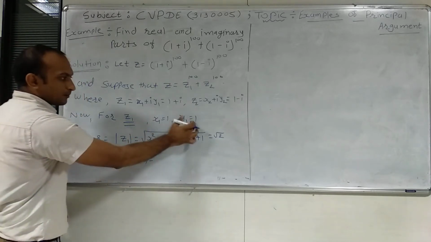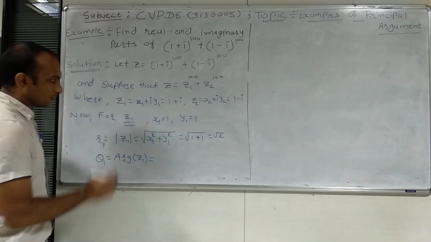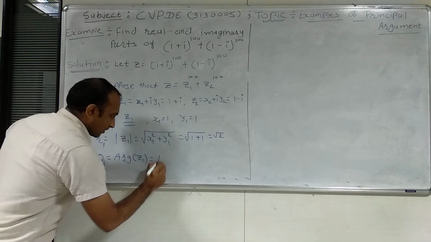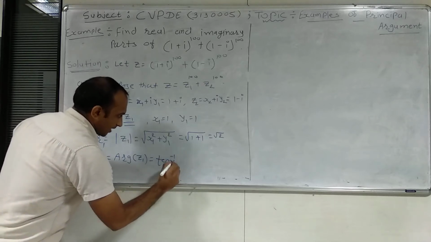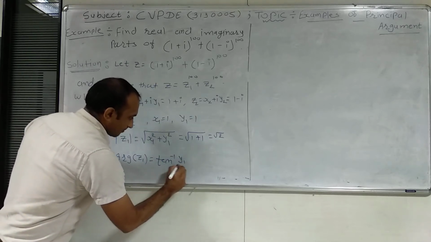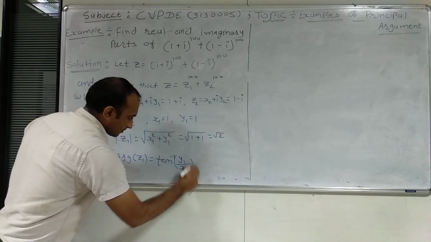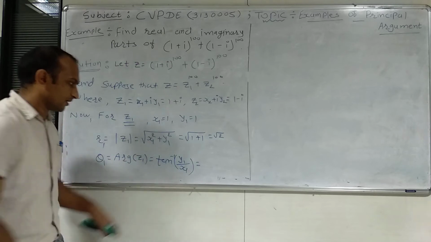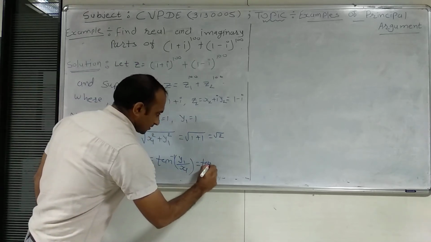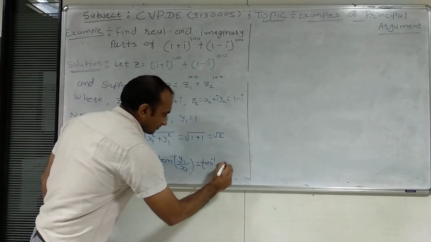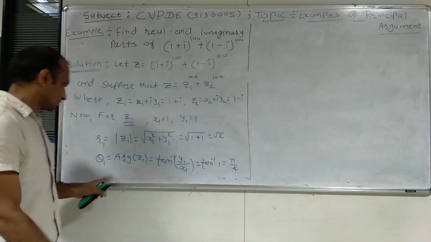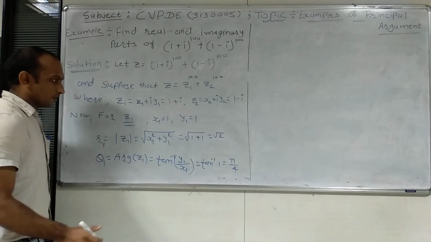Now both are plus, so principal argument means this complex number belongs in the first quadrant. So principal argument is tan inverse y1 by x1. Now y1 is 1, x1 is 1, 1 by 1 is 1. So tan inverse 1 is pi by 4, because tan pi by 4 is 1. So theta 1 is pi by 4.